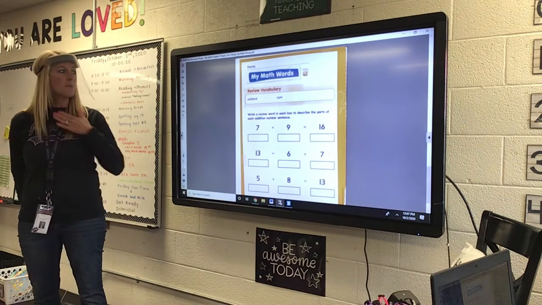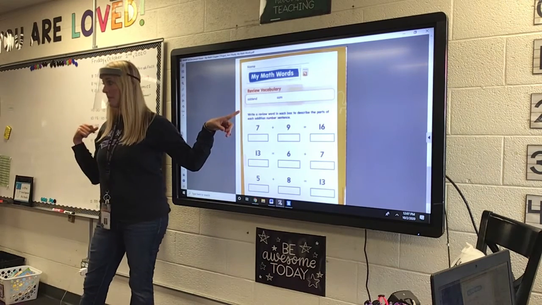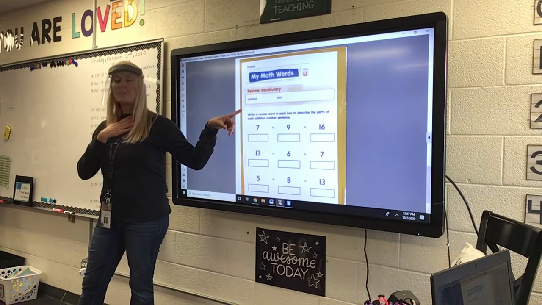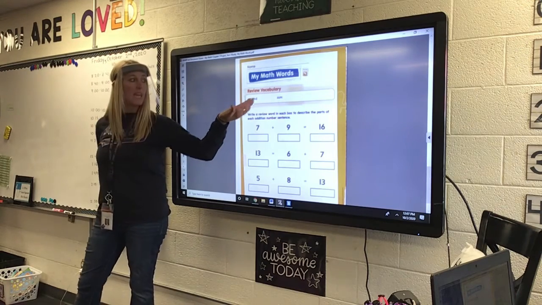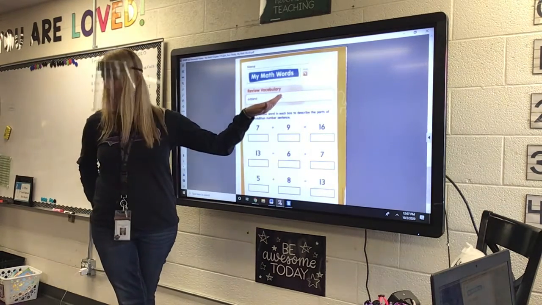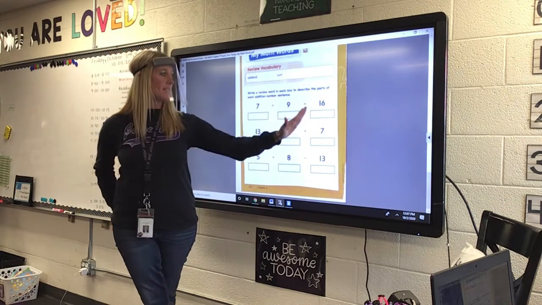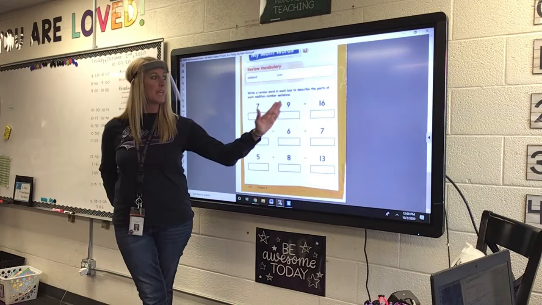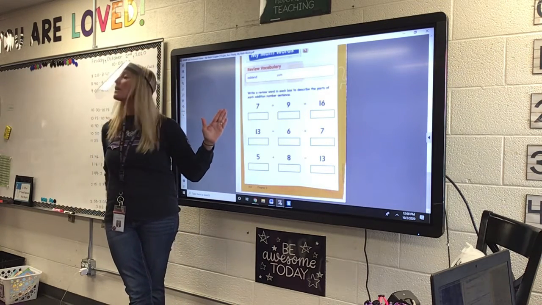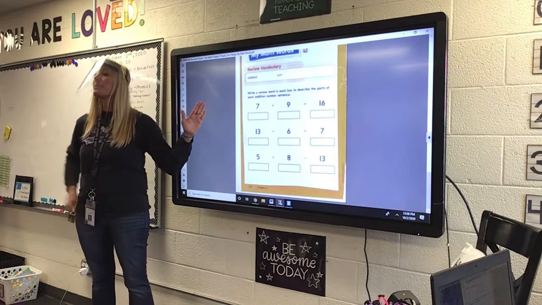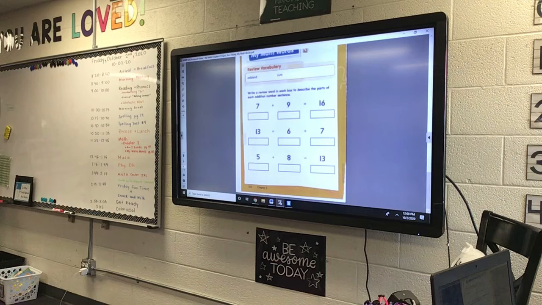On this page, we are going to review some vocabulary words from chapter 1. The first word is addend, and the second word is sum. Now, we have to look at these addition sentences. So write a review word in each box to describe the part of each addition sentence.